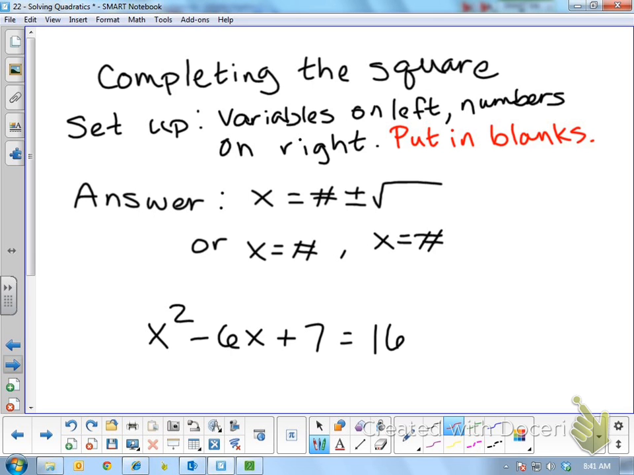So we have x squared minus 6x plus 7 equals 16. And it's not yet set up the way we want it. It's almost set up the way we want it, but not quite.